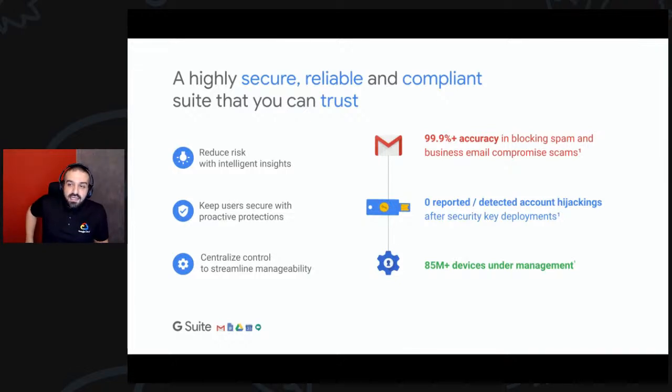So these are the three different themes that we discussed, and also another feature of Connected Sheets. One thing that I really want to echo here is security. At Google, security is the most important thing. We make sure that our platform and our products are highly secure, reliable, compliant, and something that you can trust. So we reduce risk with intelligent insights. When you look at email specifically, we have 99.9% or more accuracy in blocking spam messages and email compromise scams.